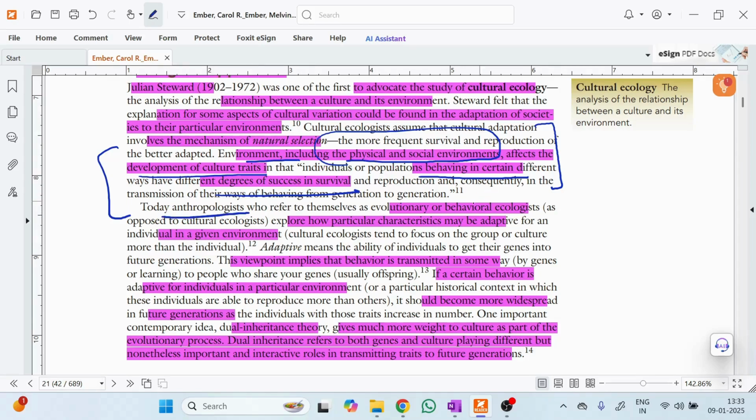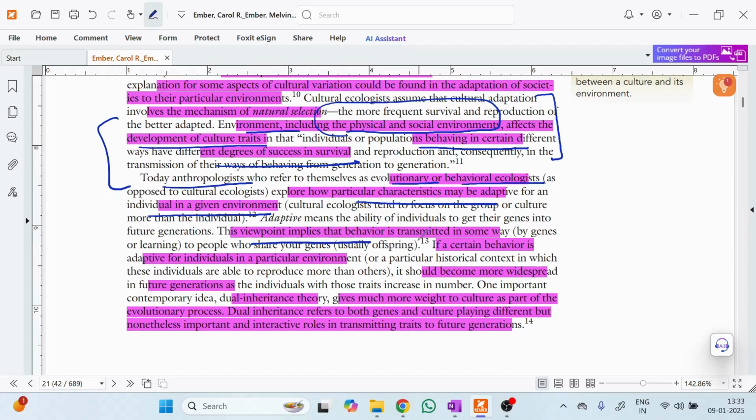Then there are many anthropologists who refer to themselves as evolutionary or behavioral ecologists, and they explore how particular characteristics may be adaptive for an individual in any given environment.